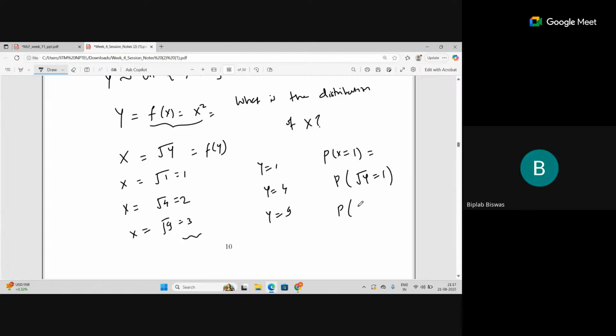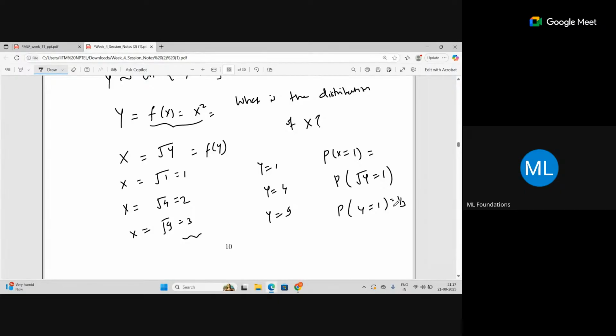Right, 1 by 3. Or I can say that y equals 1 squared, which is 1, and that is equal to 1 by 3. So similar thing we can actually find out. This is what we have seen, right? It is a transformation of a random variable, but a transformation of a single random variable. So if I know the distribution of one random variable, and that random variable is associated with another random variable, I can find out the distribution.